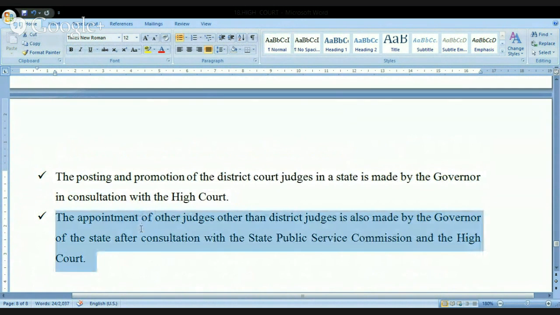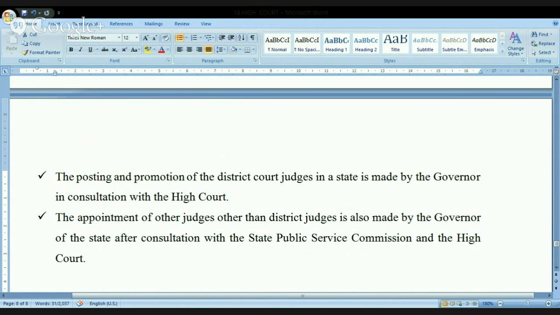The appointment of judges other than the district judges is also made by the Governor of the state after consultation with the State Public Service Commission and the High Courts. You might have seen this, in every state you have the public service commissions. Other than district court judges, this examination is conducted by the State Public Service Commission. And after conducting the examination, these remaining members are appointed by the so-called Governor, right?